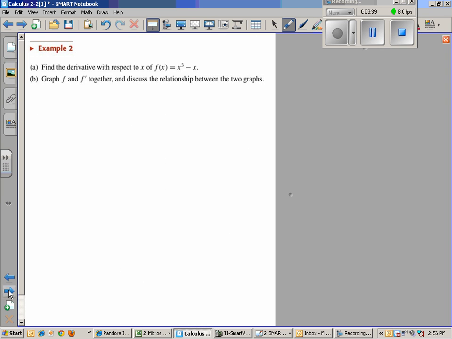Done. Okay, find the derivative with respect to x of the function f of x. So again, we're going to do the difference quotient. Notice the parentheses and this minus sign. So we want to distribute that minus sign to everything. And this is a cubed.